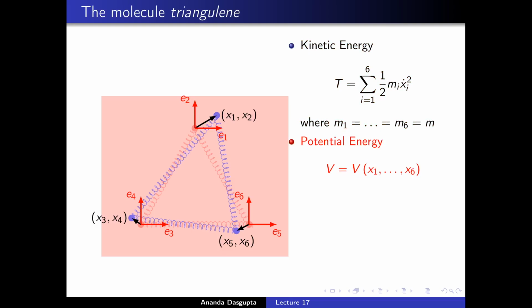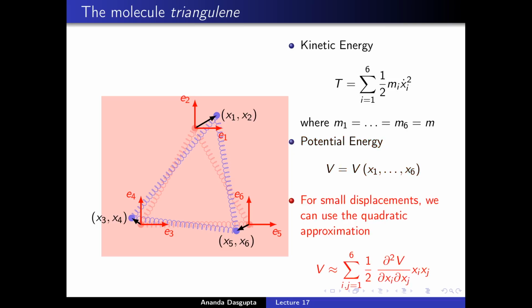The potential energy is the next ingredient. Of course, it will depend on each one of these coordinates x1, x2, x3, x4, x5 and x6. We are going to assume that the zero of the potential energy has been chosen to be the equilibrium configuration of the molecule, which is the configuration where x1 through x6 are all 0. That is, all the atoms are sitting in their respective equilibrium positions.